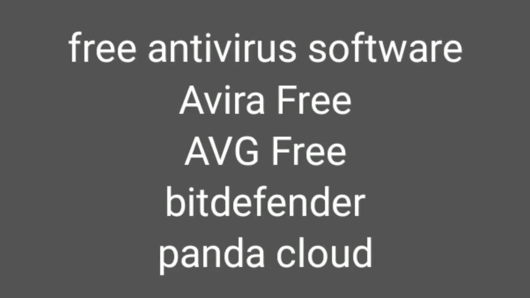Second type is freely available antivirus softwares. They are available from the internet. We can download them from the internet. Some of the popularly used free antivirus softwares are Avira Free, AVG Free, Bitdefender, Pantacloud. You can download any one of such software from the internet. And paid softwares generally offer more features than the free ones.